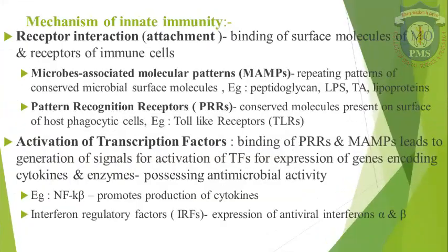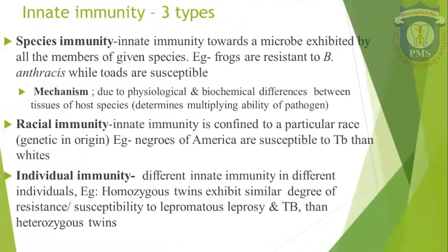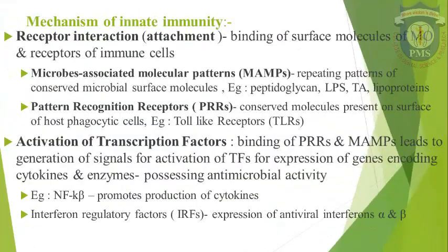So innate immunity, two types. So immunity is of two types, innate immunity and acquired immunity. Innate immunity is of three types, that is species immunity, racial immunity and individual immunity. Next we will move on to the mechanism of innate immunity.